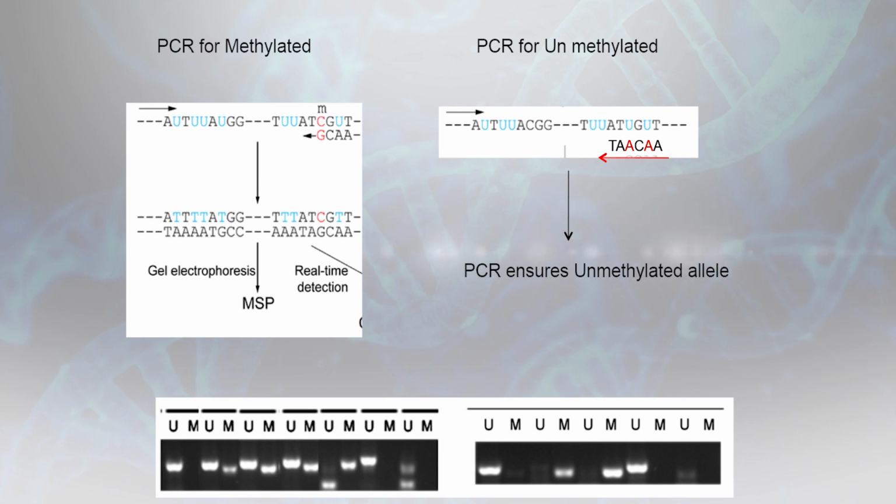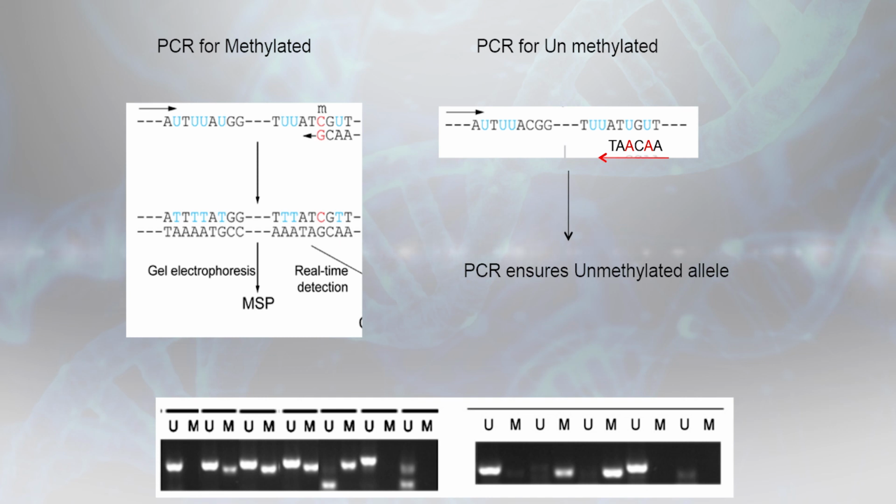For sample number 1, you have unmethylated and methylated lanes. In unmethylated only you get a band, whereas in methylated you don't get a band. This means both alleles are unmethylated, so you don't have methylation in this particular sample. You can receive any patient sample and analyze a particular gene's methylation pattern. In the second sample, you get a band in unmethylated and also in methylated. That means one allele is unmethylated and the other allele is methylated.